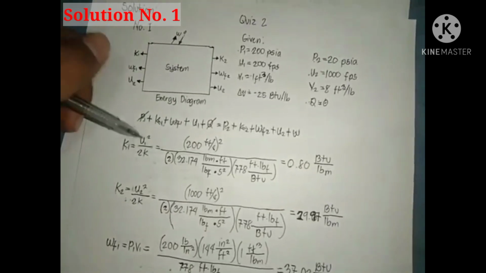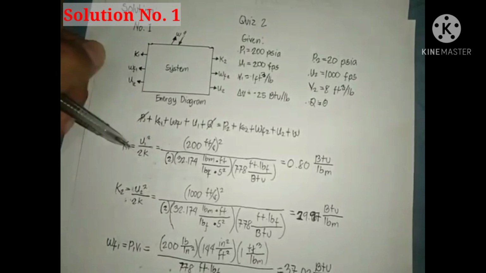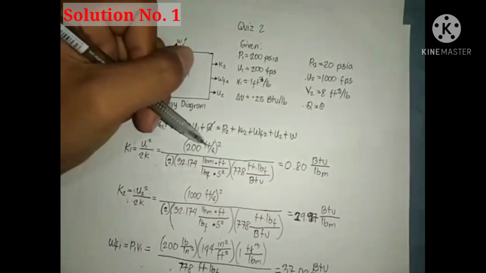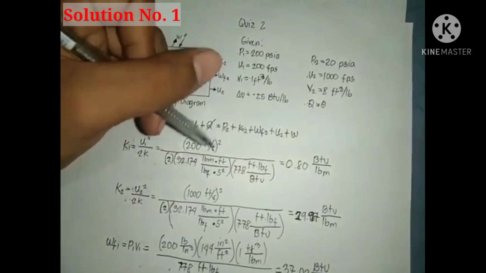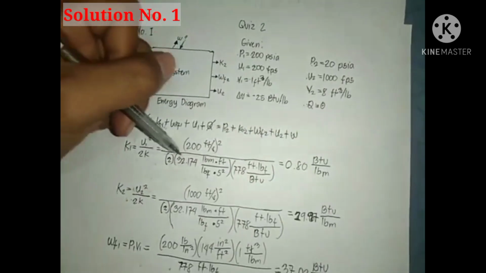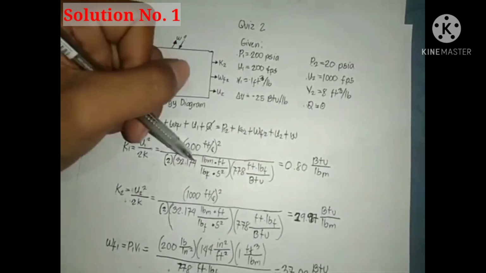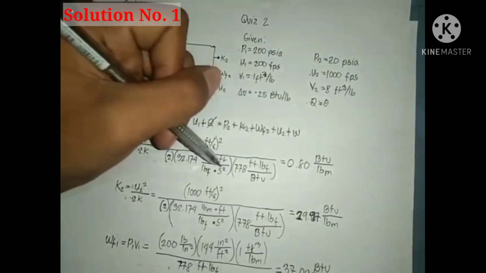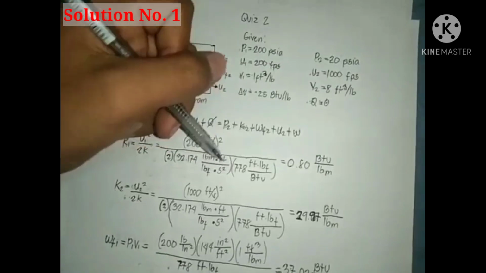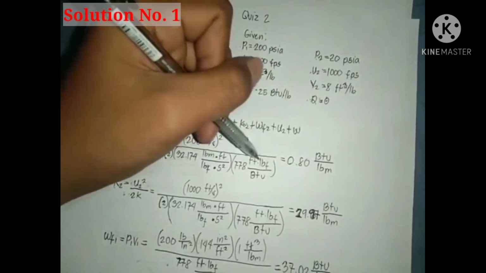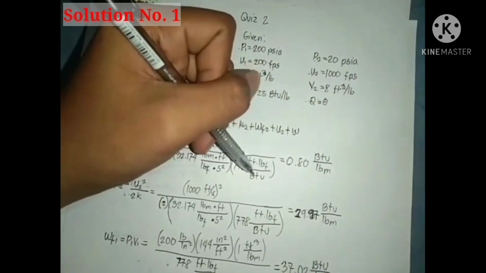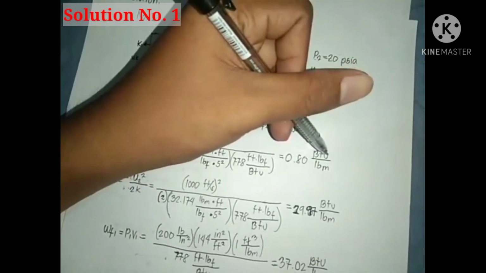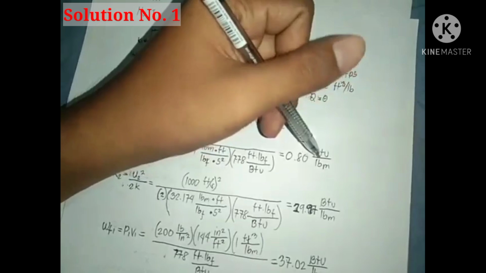K1 is equal to velocity 1 raised to 2 over 2K, which is equal to 200 foot per second squared over 2 times 32.174 lbm foot over lbf second squared times 778 lbf foot over BTU, which is equal to 0.80 BTU per lbm.